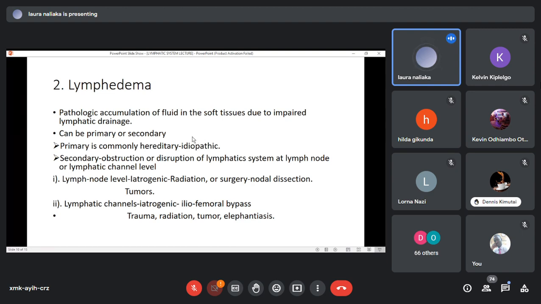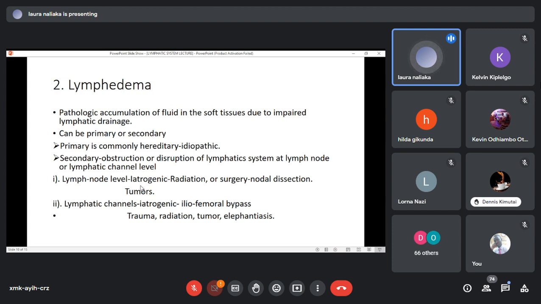Secondary causes at the lymph node level can be iatrogenic, in cases of radiation, patients who are undergoing radiation either in the axilla or the inguinal region. Patients undergoing surgery, maybe for nodal dissection, usually present with lymphedema because of disruption of the nodes around that area. Tumors that metastasize to the nodes around the primary tumor will always cause lymphedema because of obstruction.